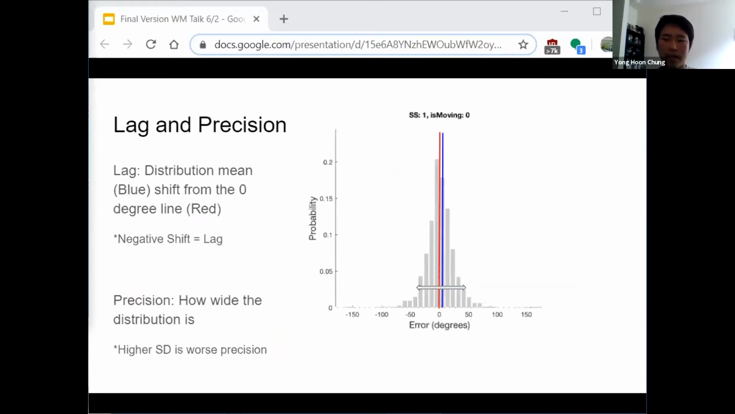We plotted the color errors, and there are 2 main components in the data, lag and precision. We measure these components using non-parametric circular statistics. For the lag, this is the distribution mean shift from the 0 degree line, which means more negative shift indicates more lag, or participants reported somewhere in the past. Precision is how wide the distribution is, or standard deviation, and higher standard deviation is worse precision. If feature integration happens in the moving condition, we expect the lag to be larger and precision to be higher.